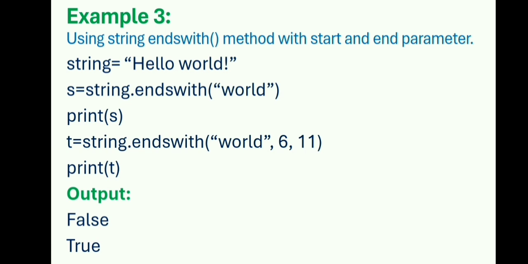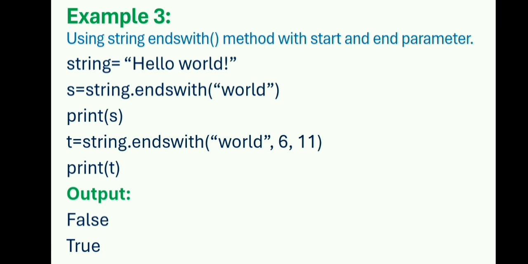In this example, we assign the string value "Hello World!" to the variable string. In the following statement, we apply the string endswith method to this string by passing the substring "World" as an argument and store the result in a variable s. Then the print statement print(s) prints the return value of endswith method. The output of the first print statement is false because the string does not end with the substring "World". There is an exclamation mark at the end.